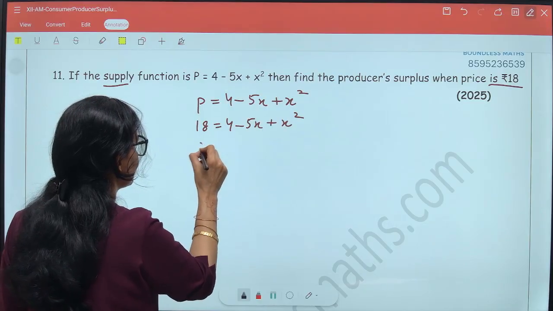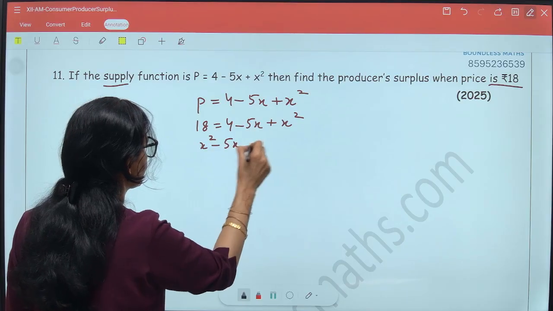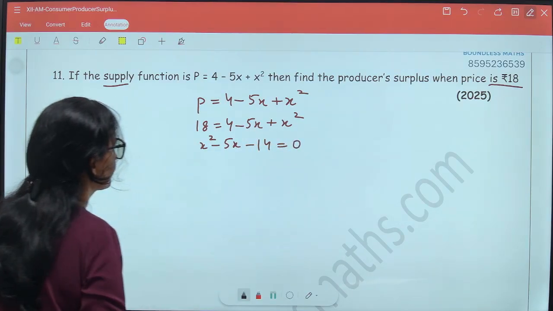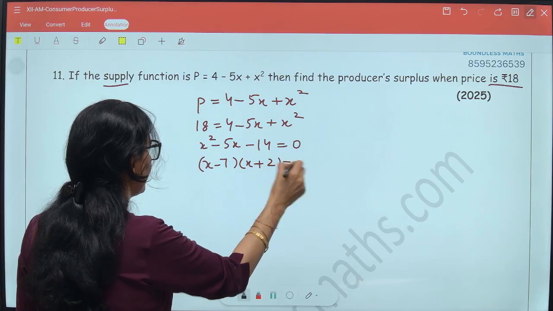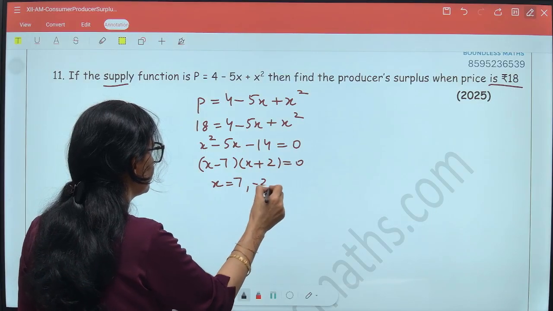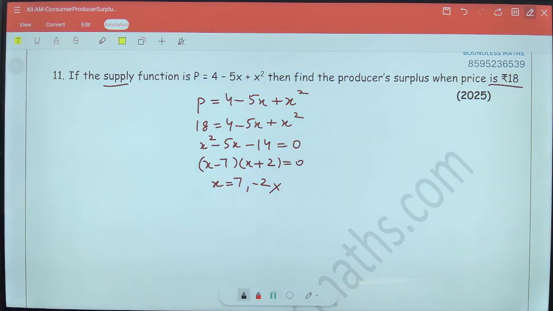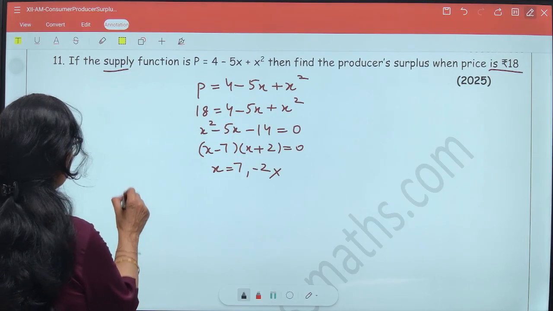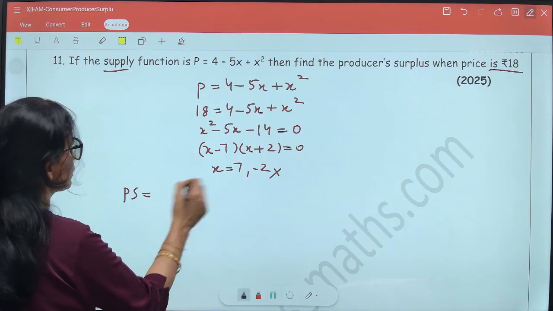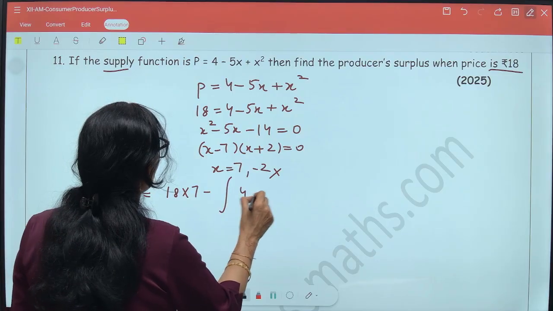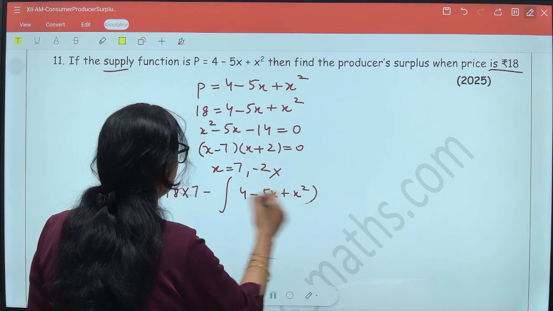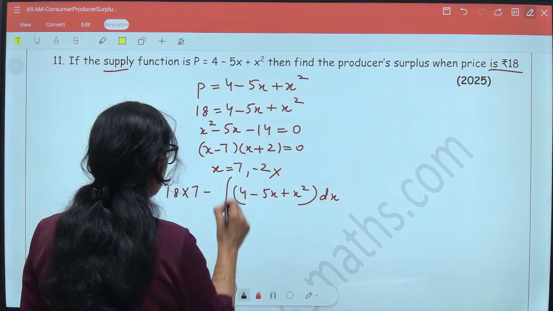Take everything to the right side. X square minus 5x minus 14 equals 0. 7 2s are 14. So x minus 7 and x plus 2 are the factors. That means x is equal to 7 and minus 2. Ignoring the negative value for the quantity, that means x is 7. Now we need to find the producer surplus, right? So let's put the formula for producer surplus. It is P naught into x naught, so it is going to be 18 into 7 minus the integral of 4 minus 5x plus x square, limited by 0 to 7.